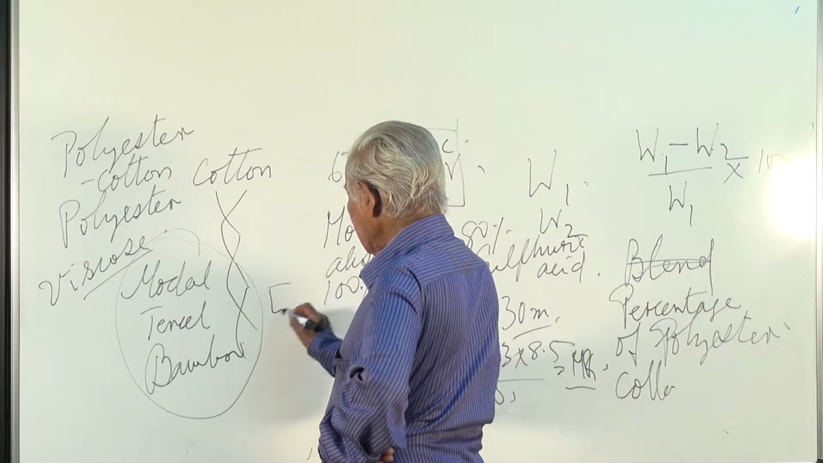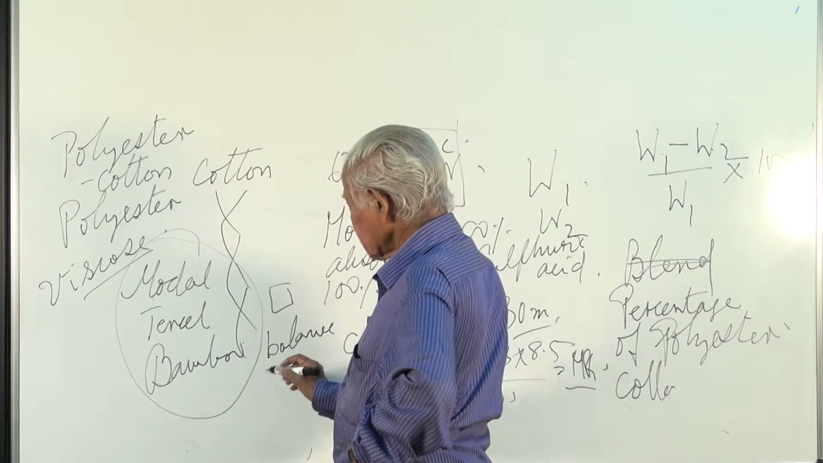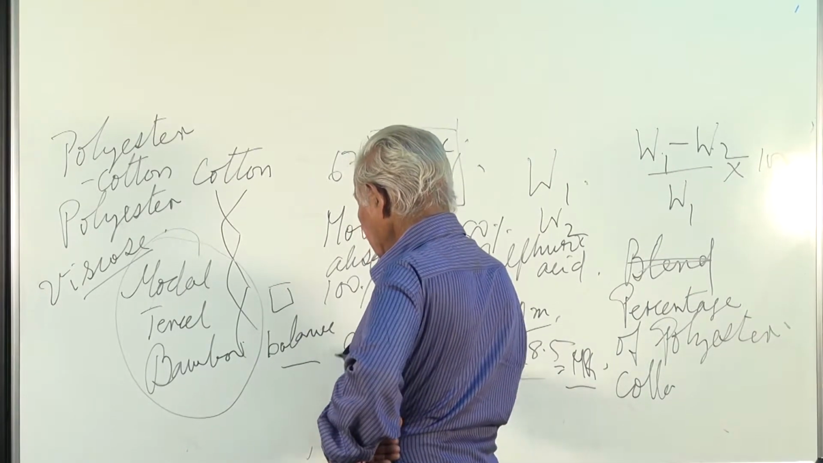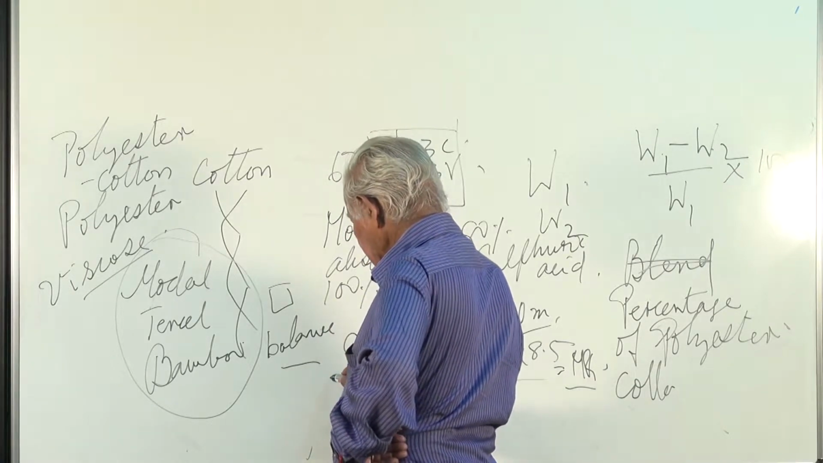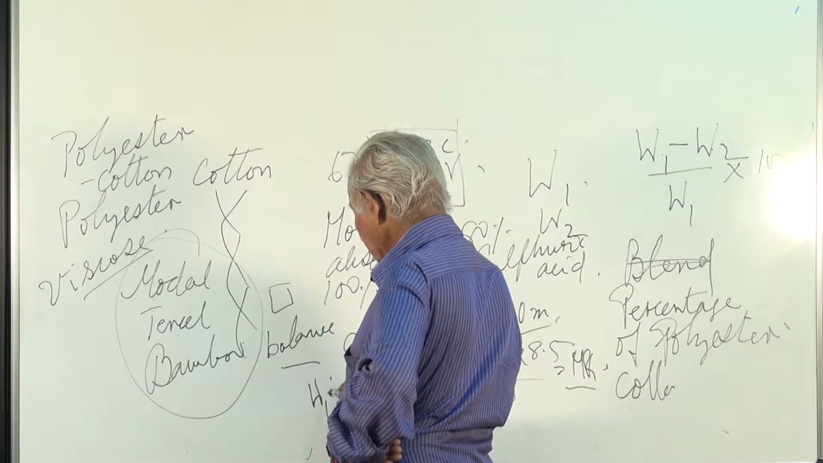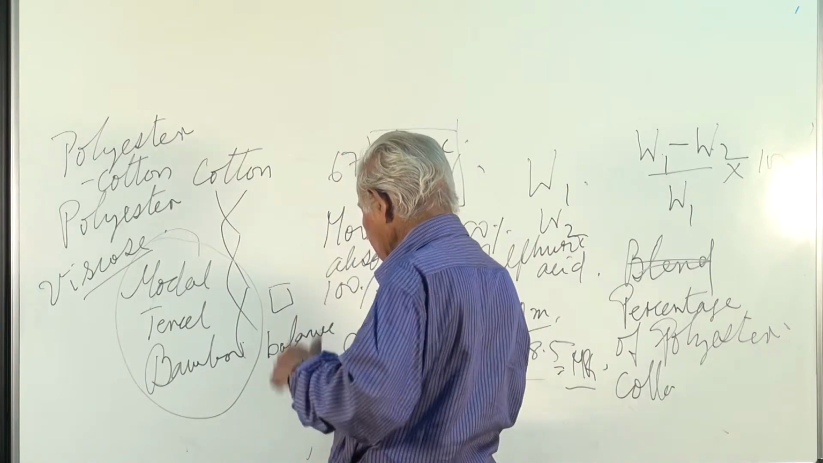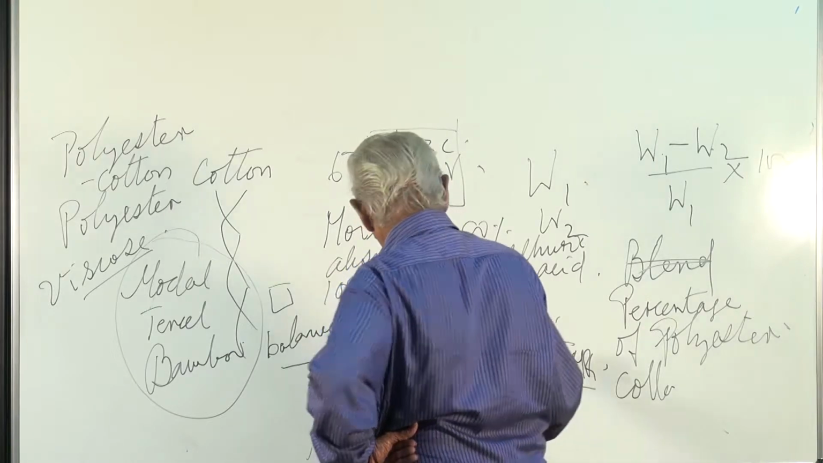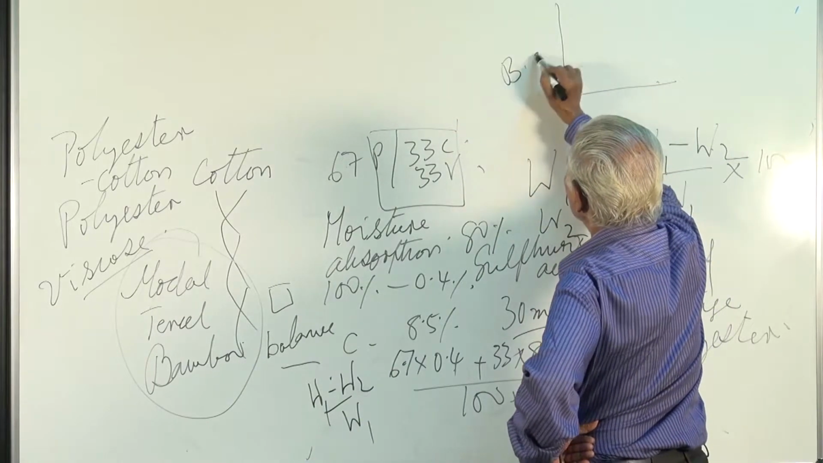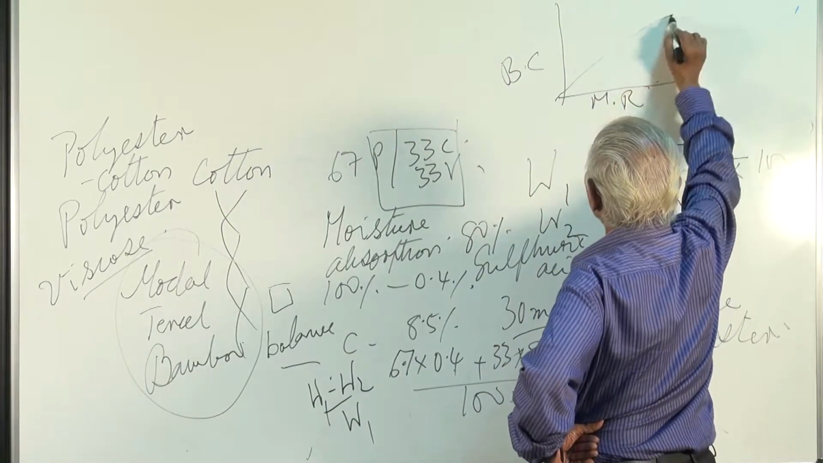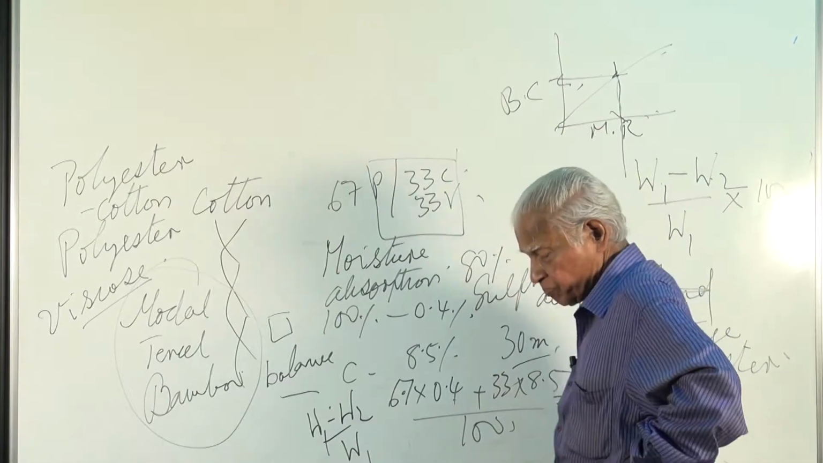All that is required is a sample, a balance and an iron box. So the fabric is weighed first and it is pressed with an iron box and it is again weighed. So the difference in fabric weight before and after applying the heat, W1 minus W2 over W1, will give you the moisture content. And if you have a calibrated graph of the blend composition and the moisture regain of polyester cotton blend, then knowing the moisture absorption, the blend composition can be determined.